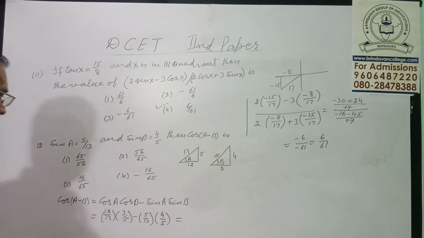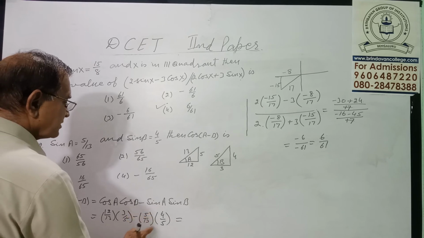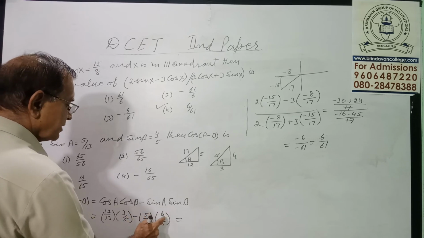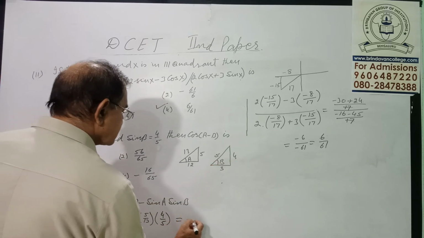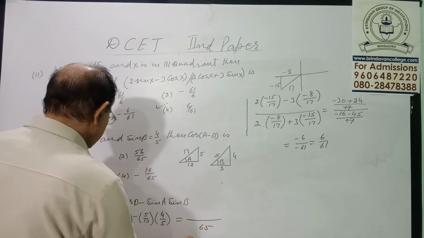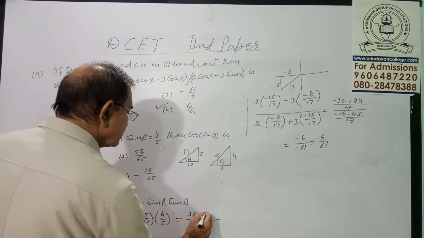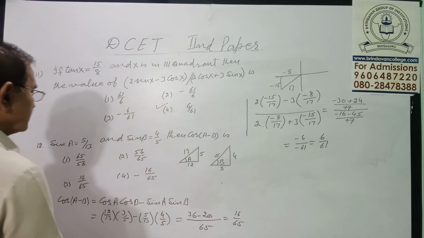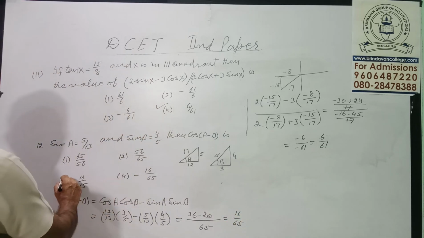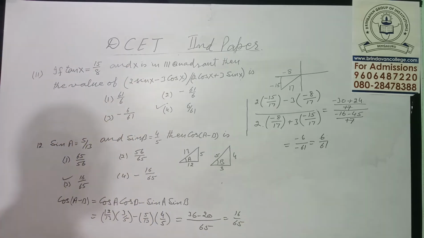See here, cos A 12 by 13, cos B 3 by 5, sin A 5 by 13, sin B 4 by 5. Here by mistake I have written 13. It's 4 by 5. So that's 65 LCM. So 65 we can cancel 36, minus 65 we can cancel 20. That is 16 by 65. So answer is 16 by 65. That is the third one. So you have to take the third one, or you have to fill the bubble of the third one.